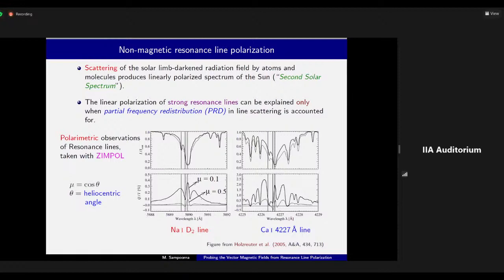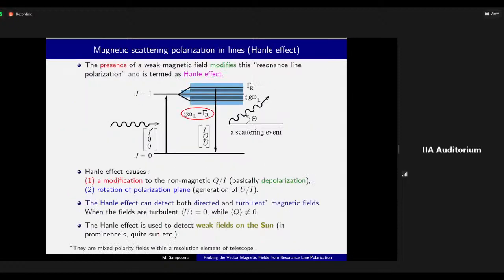This non-magnetic resonance line polarization is modified in the presence of a weak magnetic field via the Hanle effect. Hanle effect occurs when the magnetic splitting, which is given by g omega_L, where g is the Landé factor and omega_L is the Larmor frequency, is comparable to the radiative width of the upper level. Hanle effect causes a modification to the non-magnetic Q/I, and also it rotates the plane of polarization. Hanle effect can detect both directed and turbulent fields and has been used to detect weak fields on the sun.